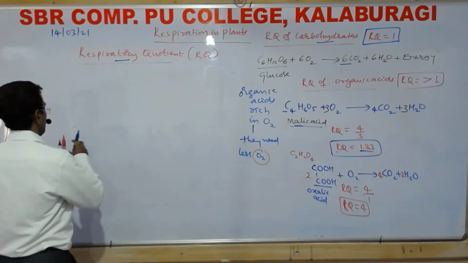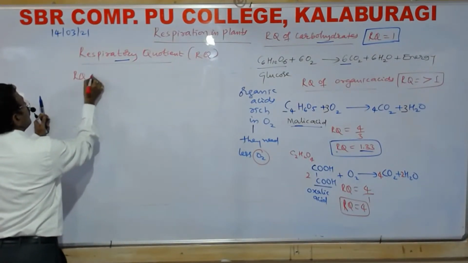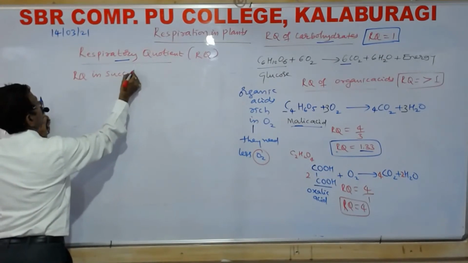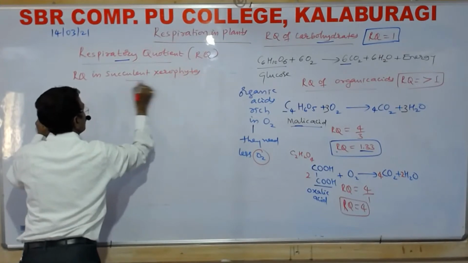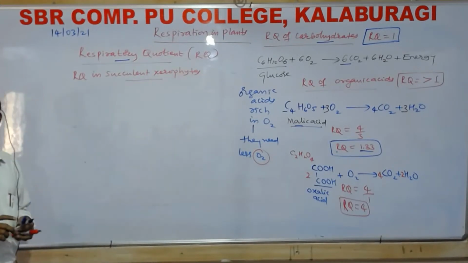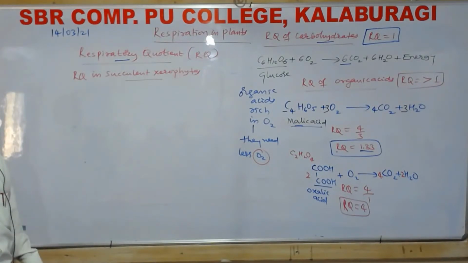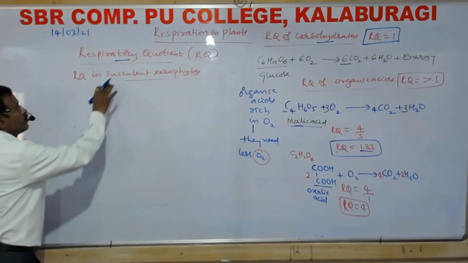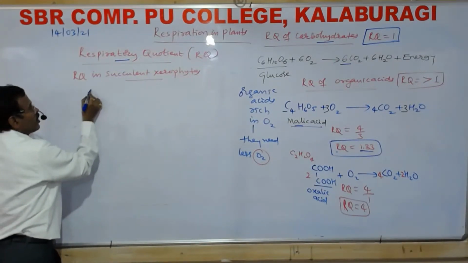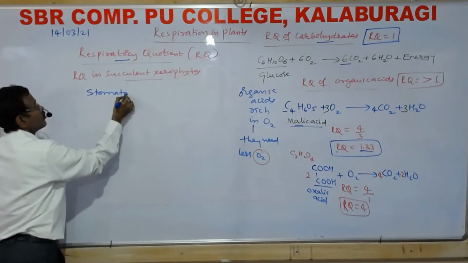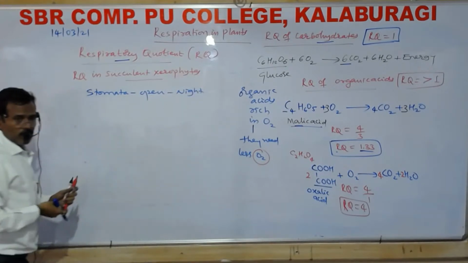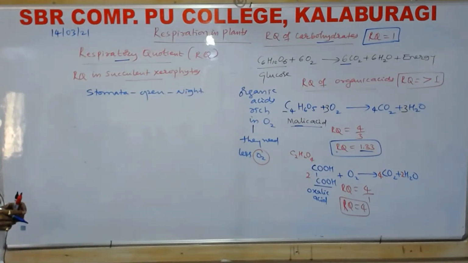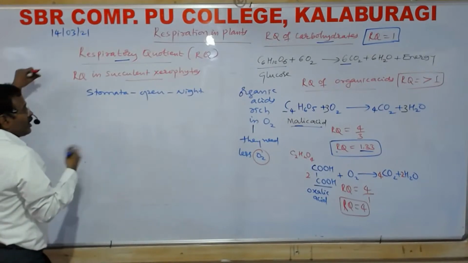Then the RQ in succulent xerophytes. The RQ value in succulent xerophytes. Succulent xerophytes: cactus, opuntia, bryophyllum, all that. See, in these succulent xerophytes, the stomata are open during the night time. So during night time, what happens?